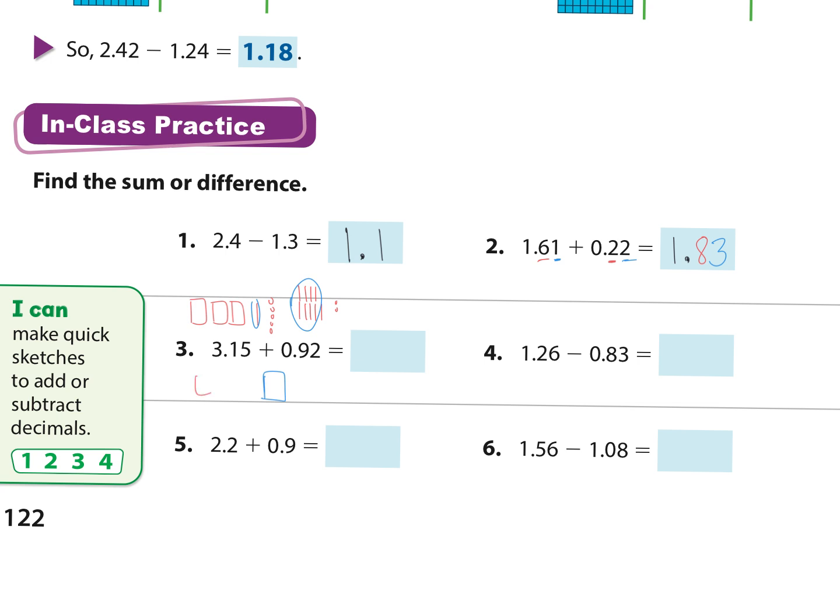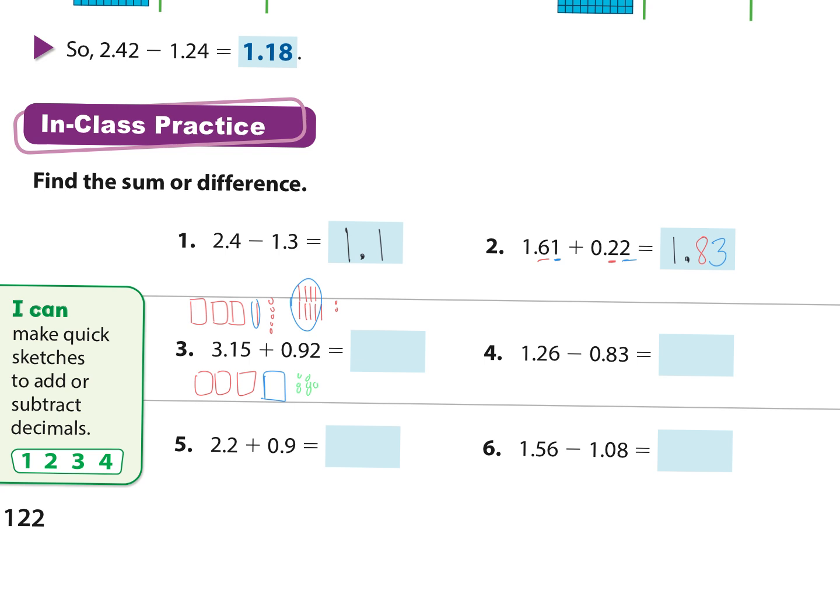So I take the 3 that I already had, representing 3 wholes. Now I'm going to take this tenth and these 9/10 together. That makes another whole. And then I combine all of my little individual pieces, and that's going to be 1, 2, 3, 4, 5, 6, 7.